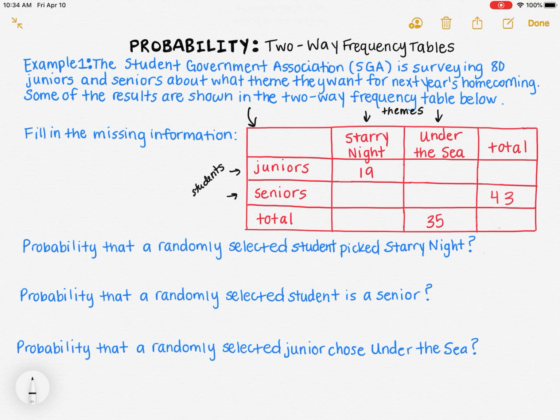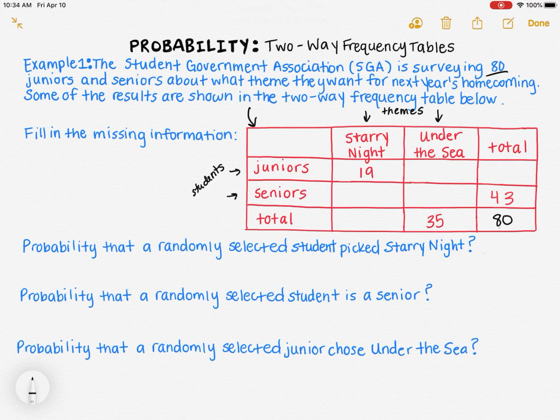Now, we had an important piece of information in the problem that's not in the table yet, which is that there were 80 juniors and seniors total. That means 80 is the grand total of students we're talking about. The grand total always goes in the bottom right box, because the total juniors and seniors should add up to 80, and the total that said Starry Night plus the total that said Under the Sea should also add up to 80, assuming everybody answered the question.